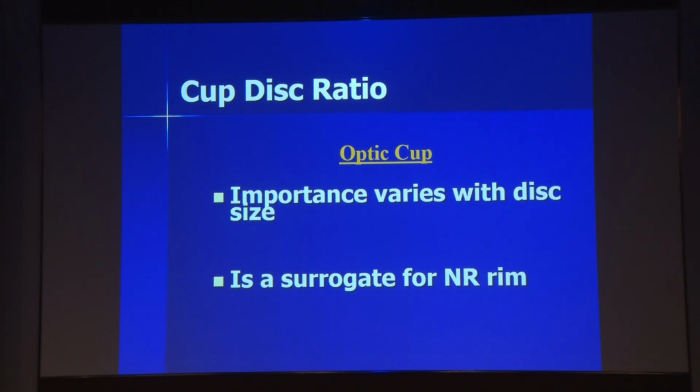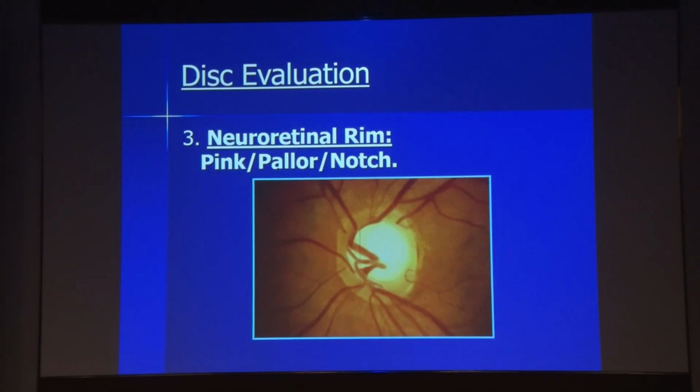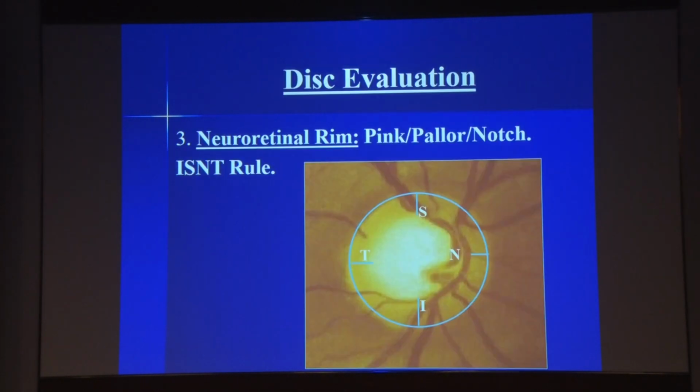So what is important is the health of the neuroretinal rim, through which 1.2 million axons pass. Whether it is pink, whether it is pale, whether it has a focal abnormality like a notch. The next thing important is the so-called ISNT rule. ISNT rule means the inferior neuroretinal rim is supposed to be thicker than the superior neuroretinal rim, which is supposed to be slightly thicker than the nasal and the temporal. This is the typical ISNT rule.